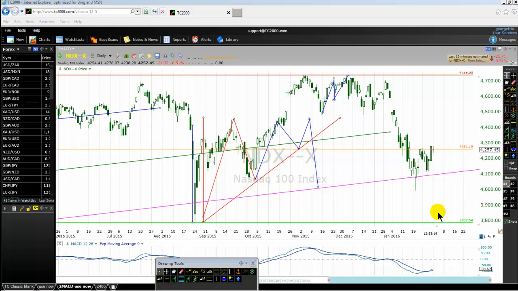How to buy or sell NASDAQ 100 stock index in 2016 like a pro, part 1.